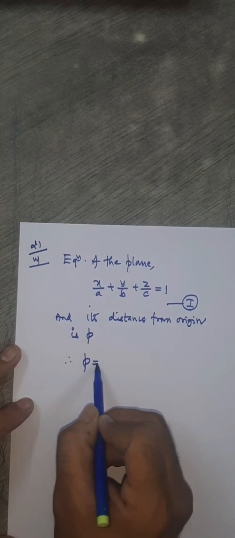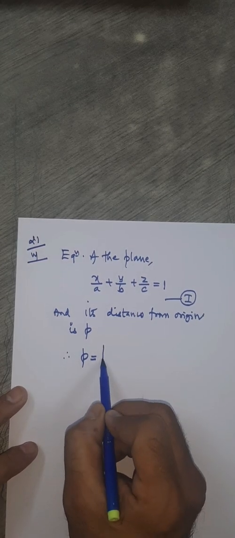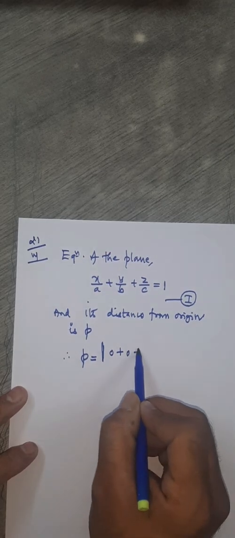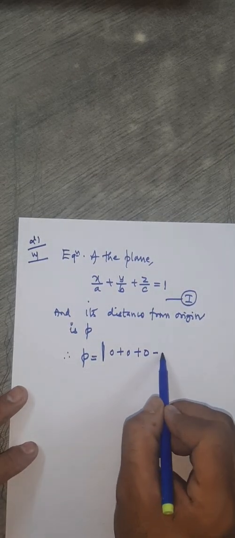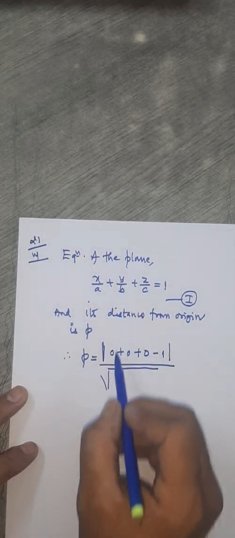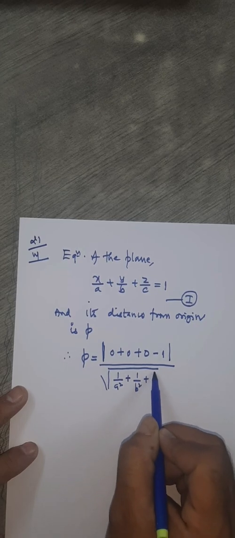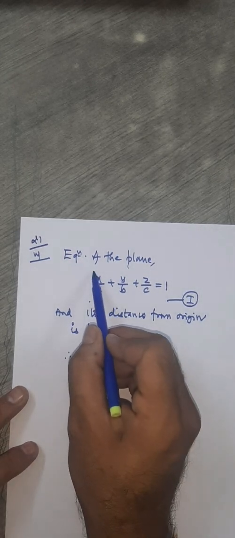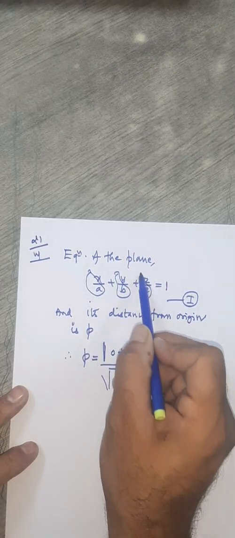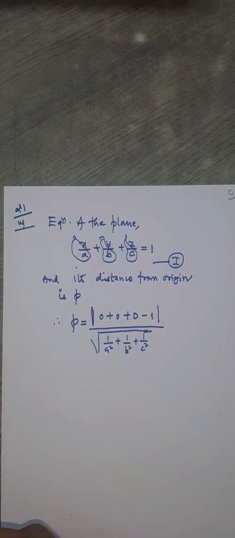So p equals, you are going to use the distance formula, right? Here this is 0, here this is also 0, this is 0. You take the constant on the left hand side, so minus 1 upon the coefficients of x, y and z, which is 1 upon a square plus 1 upon b square plus 1 upon c square. What is the coefficient of x? 1 by a. This is 1 by b and this is 1 by c. So we have this here.